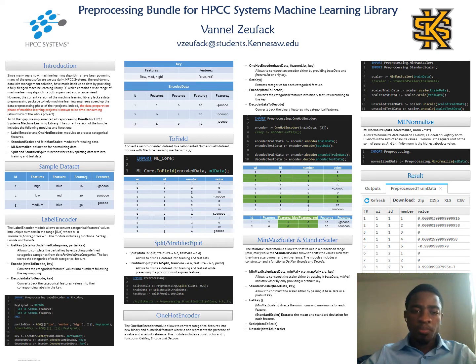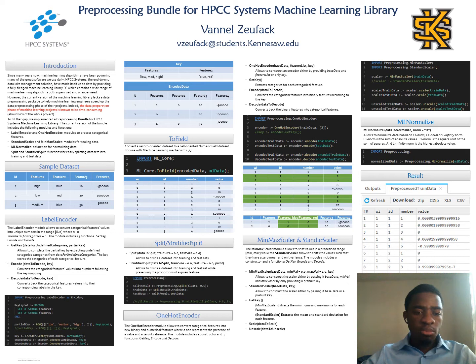To fill that gap, we developed a preprocessing bundle, which currently contains two modules for handling datasets containing categorical features, two other modules for scaling data, a function for normalizing data, and two other functions for splitting the dataset. The sample dataset you see on the poster will be used to describe each of the functions and modules in the preprocessing bundle.